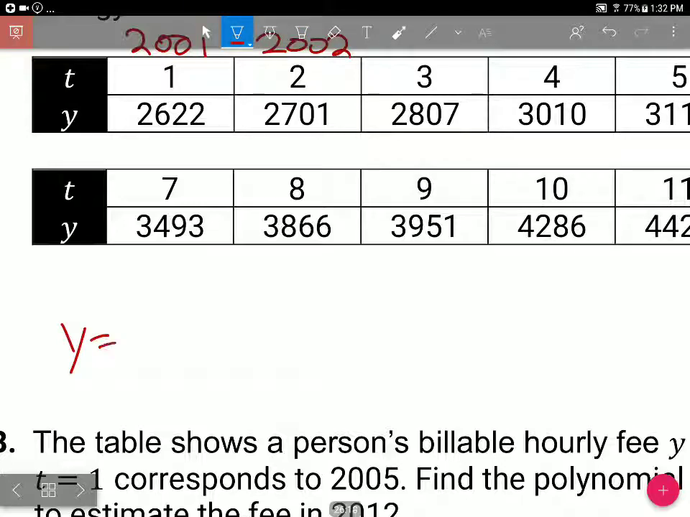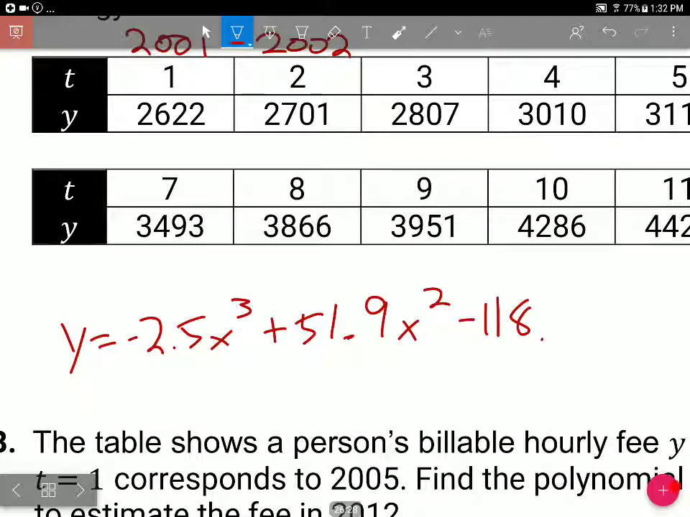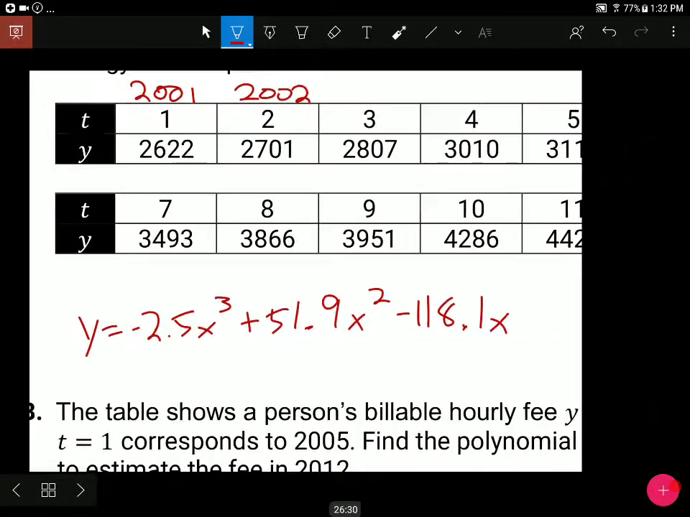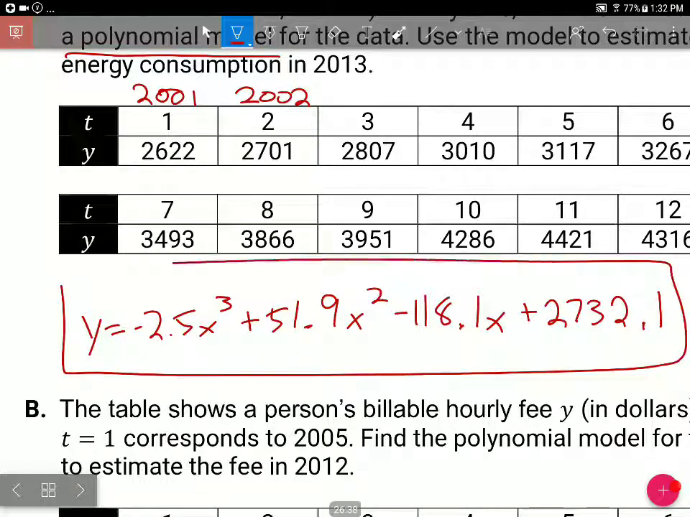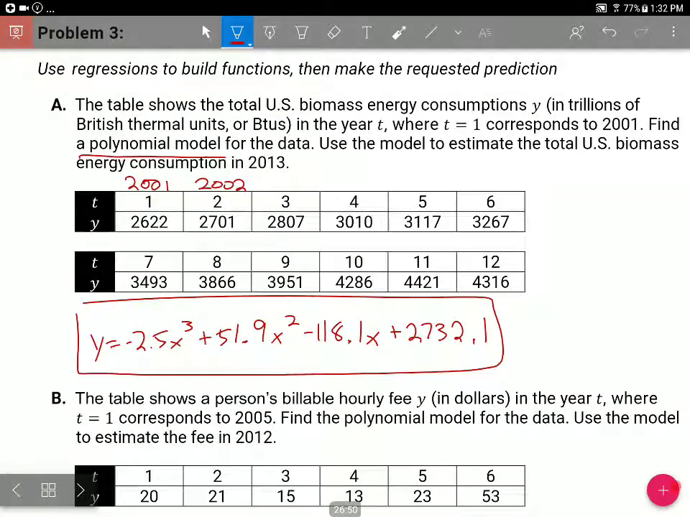So that's y equals negative 2.5 x to the third plus 51.9 x squared minus 118.1 x plus 2732.1. That would be an equation that fits that data for the most part. You follow me? Good. All right.